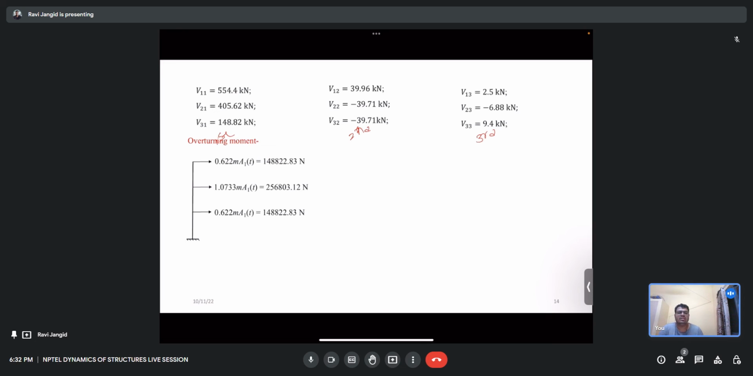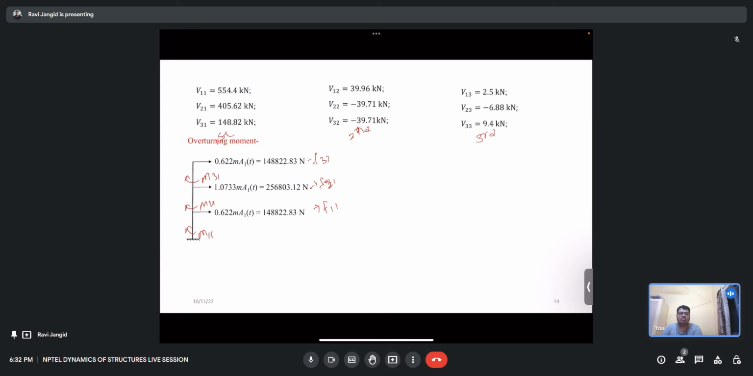Same way you can calculate the moment also. Whatever the forces are, this is the F31, F21, and that would be our F11. So here the moment would be our M31, here the moment would be M21, here our moment would be M11.